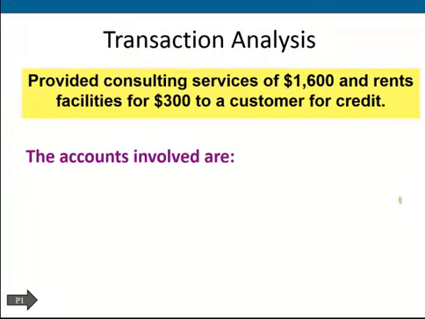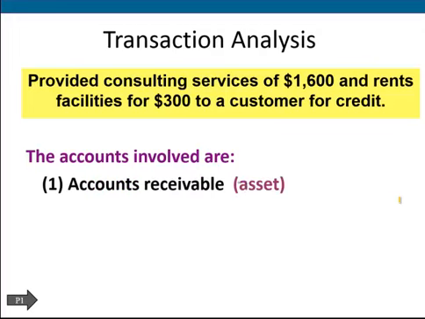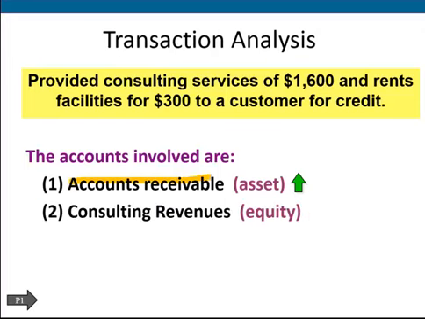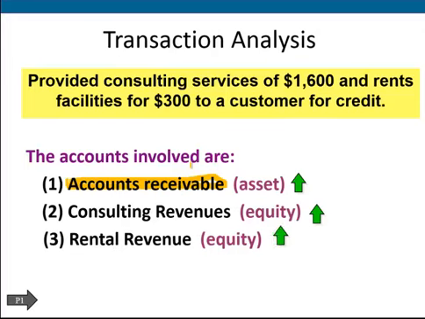Here the company provided consulting services of $1,600 and rented its test facilities for $300 to a customer. The asset account, accounts receivable, is kind of the opposite of accounts payable. It's the amount that will be received by the company from customers. So if customers promise to pay later, then they are going into the accounts receivable. The promise to receive money later, as opposed to pay it later.